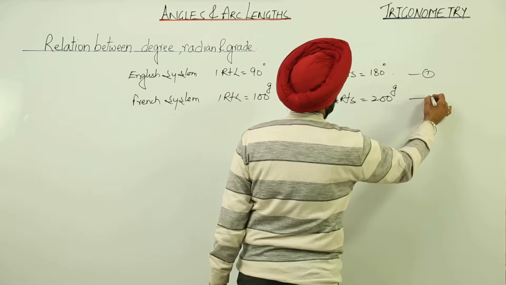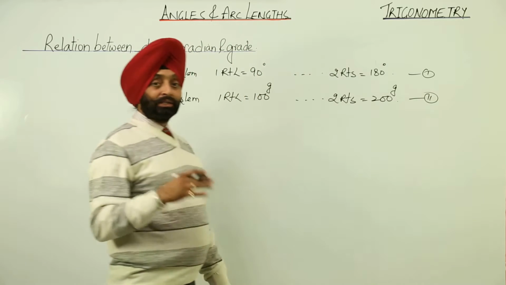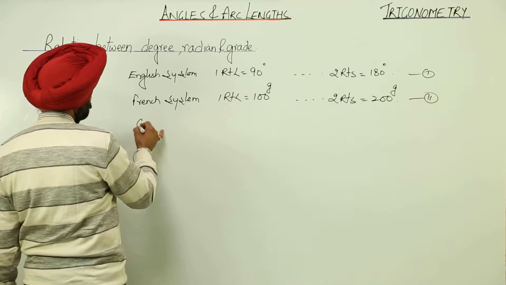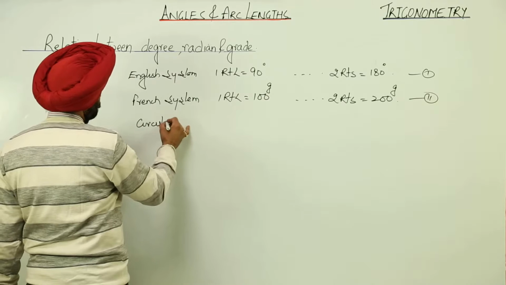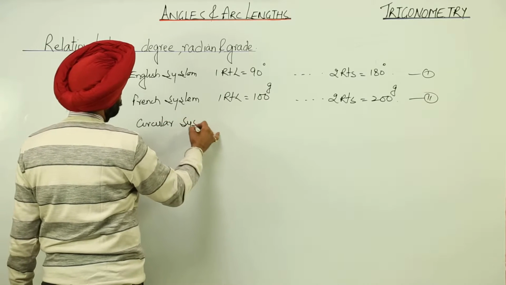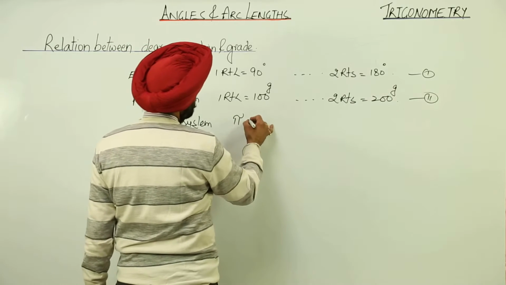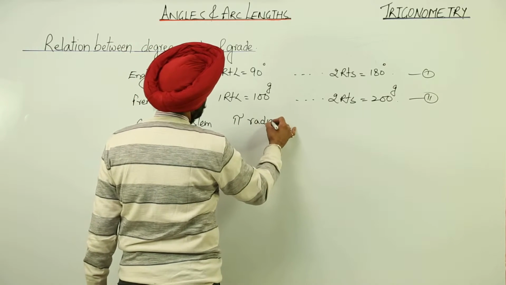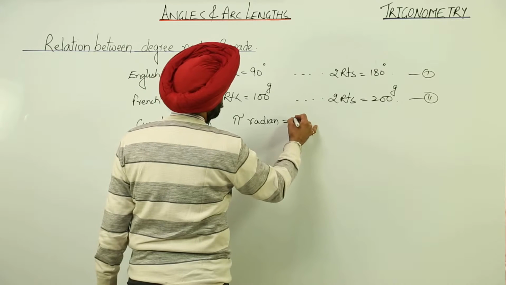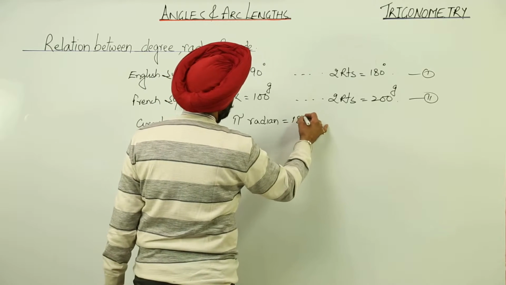Let this be equation 1, this be 2. And the third was the circular system. In the circular system, pi radians was equal to 180 degrees.